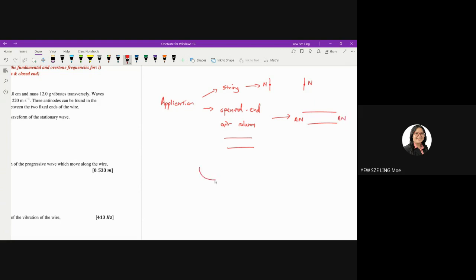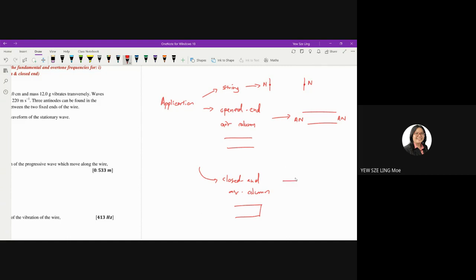And then the last one, the closed end air column. Now, closed end air column doesn't mean that it is closed at both ends. It is just closed at one end. So sometimes questions will tell you the pipe is closed at one end. Sometimes the question will just tell you that you have a closed end pipe, or a pipe with one end open. Also can. It means it is a closed end air column.